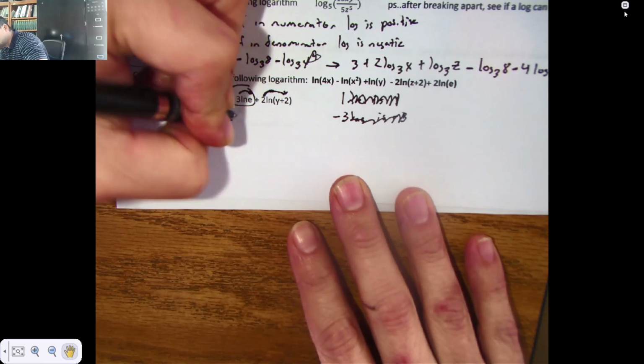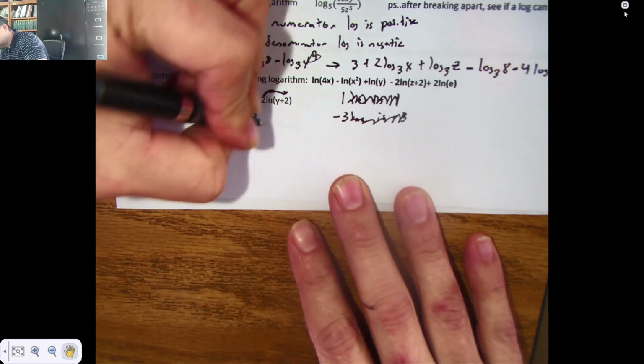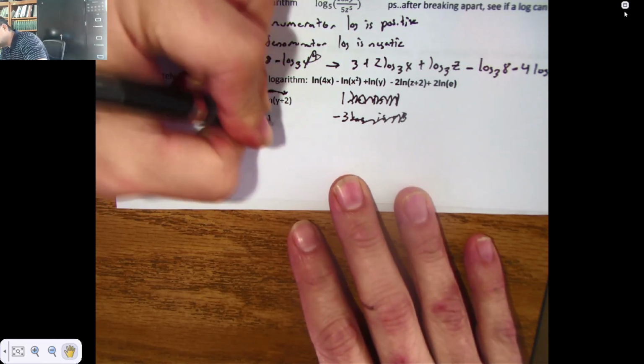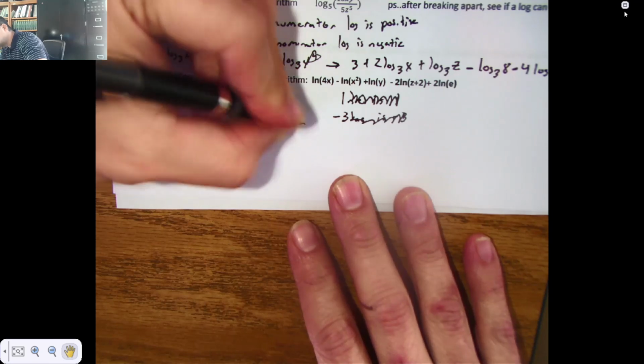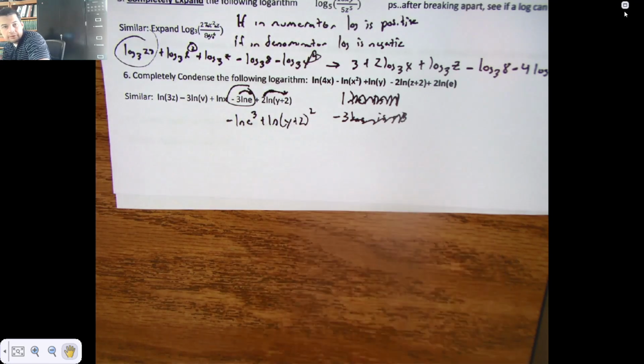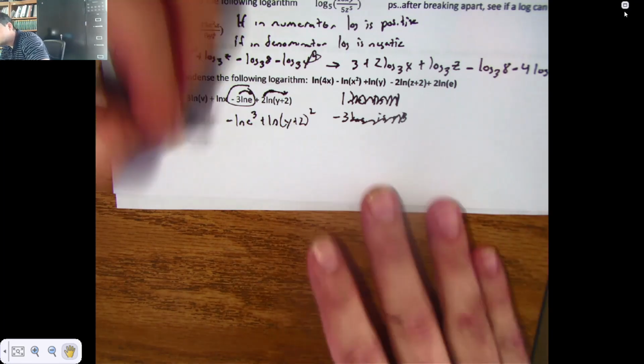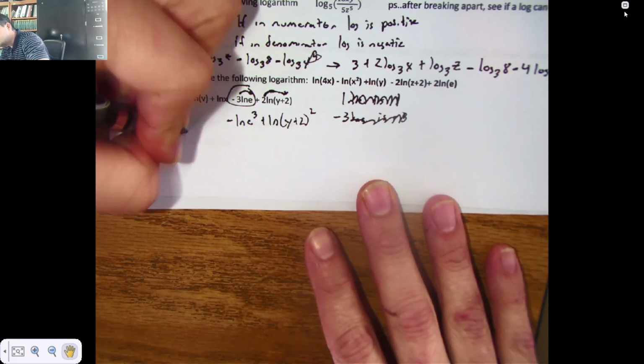Let's just write that as negative natural log of e cubed, and this one becomes natural log of y plus 2 squared. Those matter. Before you do the condensing, you have to take your factors and express them as exponents. This is going to be a giant logarithm.